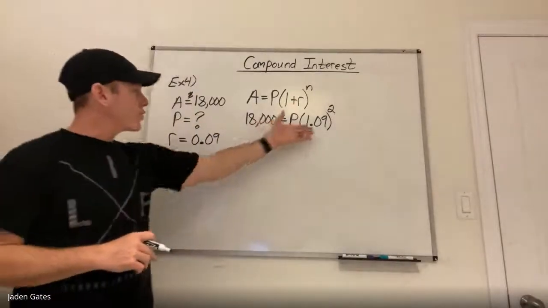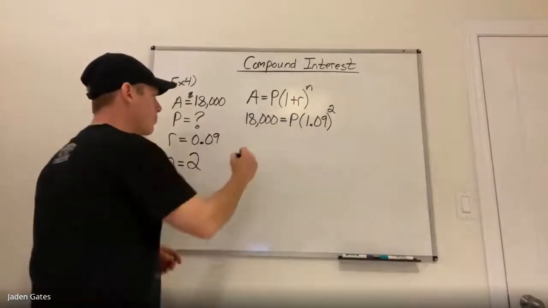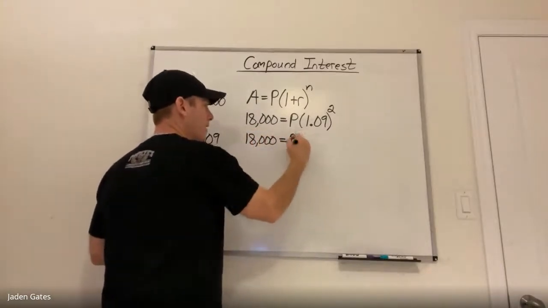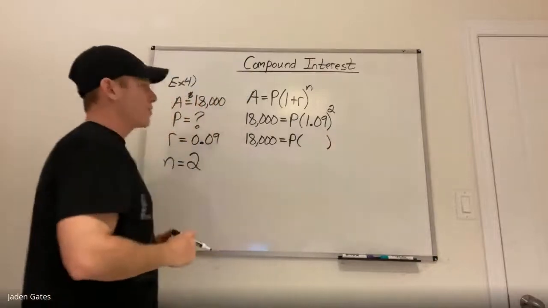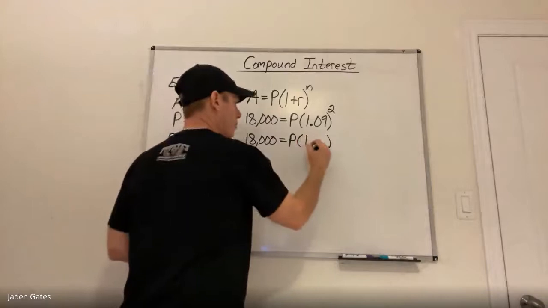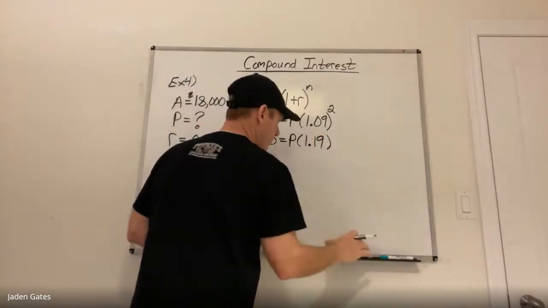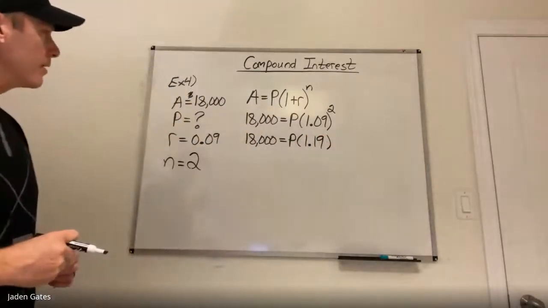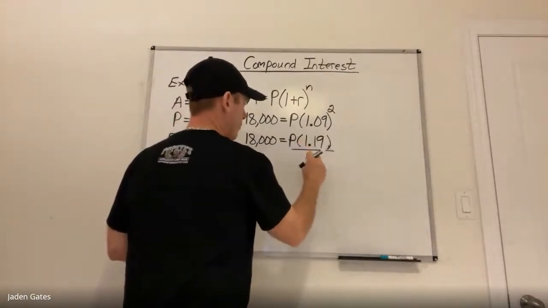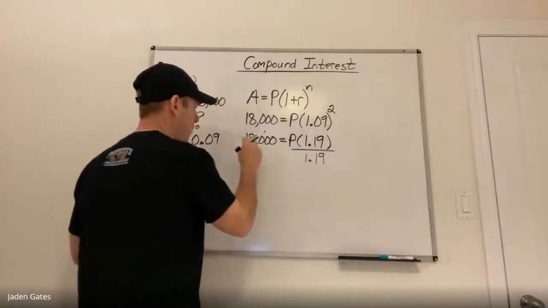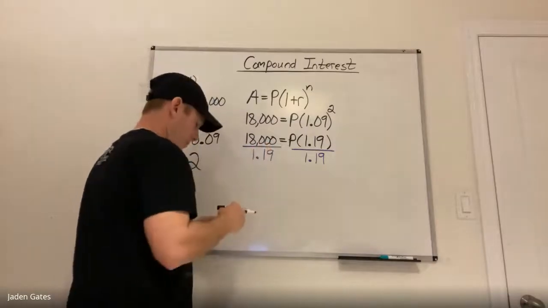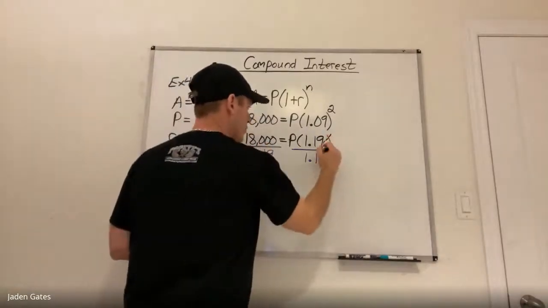All right, so now I'm going to solve for P. So first I'm going to figure out this exponent here first. So I got 18,000 is equal to P. Let's see here, 1.09 squared is actually 1.19. All right, and lastly, to get P by itself, our principal, going to divide here by my numerical coefficient. So divide both sides by the 1.19. All right, and those divide each other out.